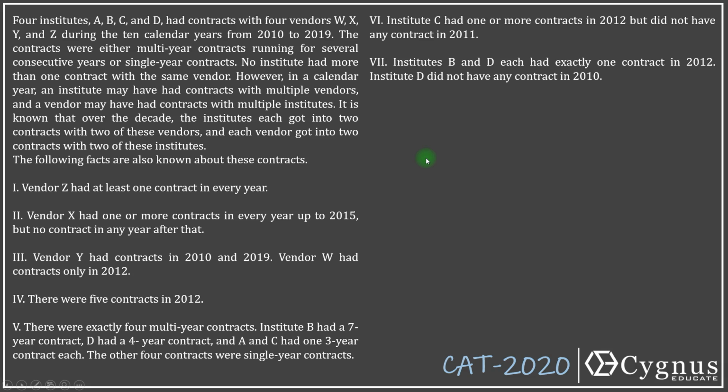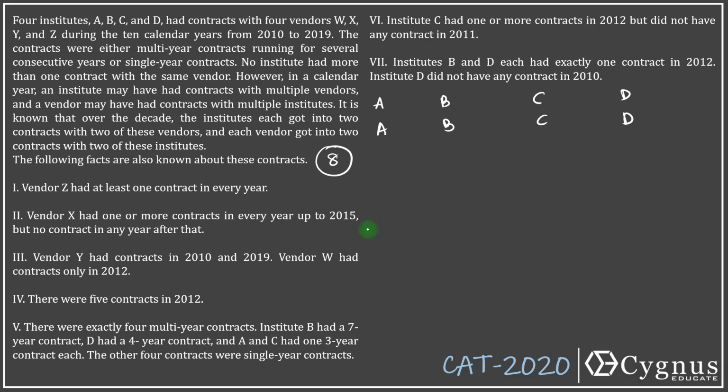It is known that over the decade, the institutes each got into 2 contracts with 2 of these vendors. That means A would have had 2 contracts, B would have had 2 contracts, so with C and so with D. And each vendor got into 2 contracts with 2 of these institutes. That means W would get 2 of these contracts, X would get 2, Y would get 2 and Z would get 2. Which means that there are a total of 8 contracts.